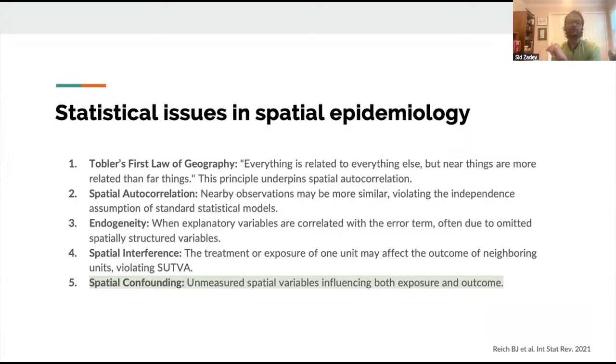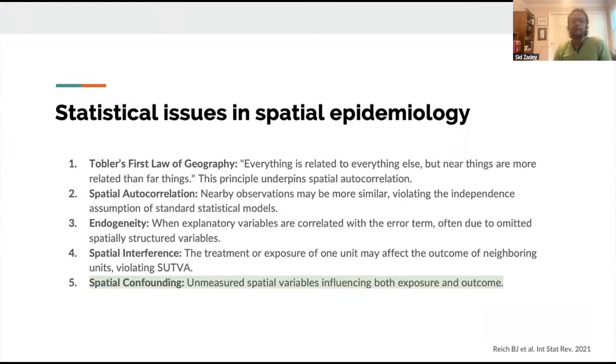And so that violates the consistency assumption, which is also called SUTVA, the stable unit treatment value assumption. And then finally, we have spatial confounding. You can have unmeasured spatial variables that can influence both your exposure and outcome. I should have said at the start that I'm using exposure and treatment interchangeably here, although there are people who get finicky about that kind of stuff.